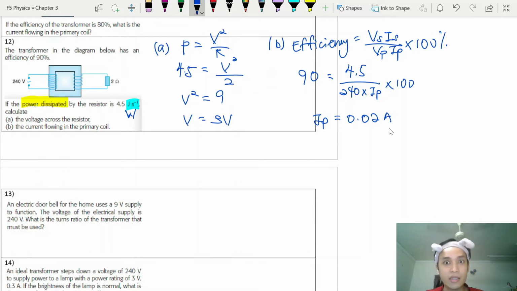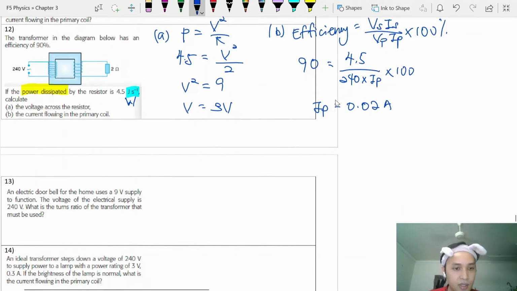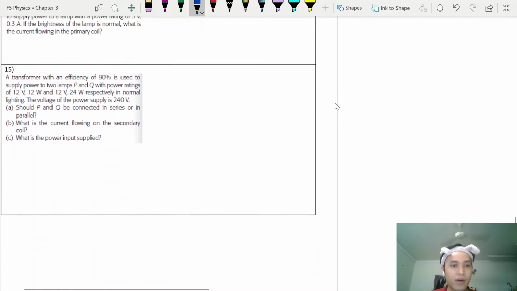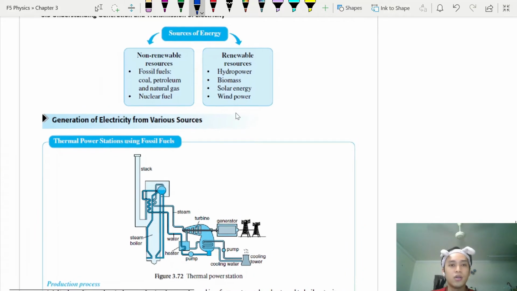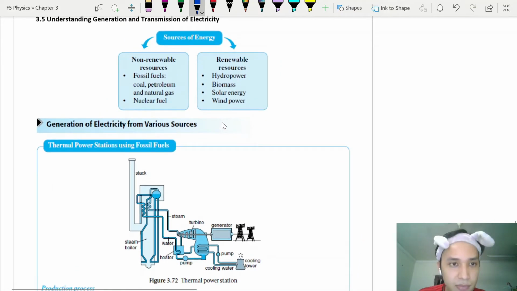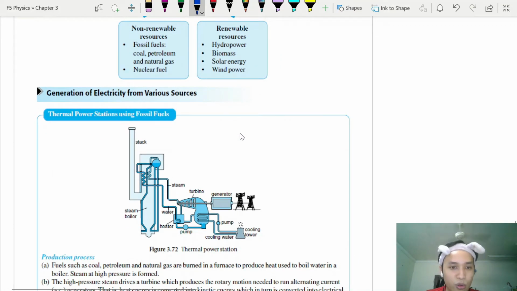Hopefully I didn't calculate wrong. Just to show you the steps on how we calculate. So that is how we use the formulas. Hopefully that is enough. Really many examples. In this part I'm not going to go into all these things.